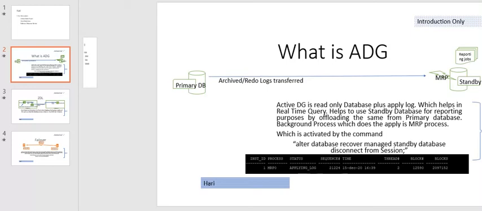What is Active Data Guard? As you're seeing on the screen, Active Data Guard is a read-only database plus it keeps on applying the log.